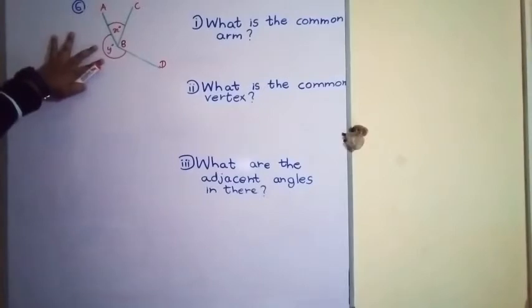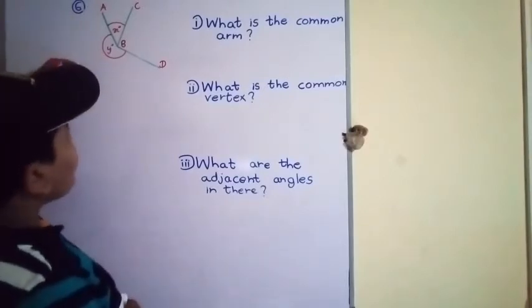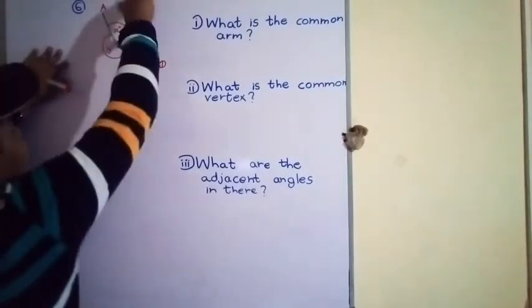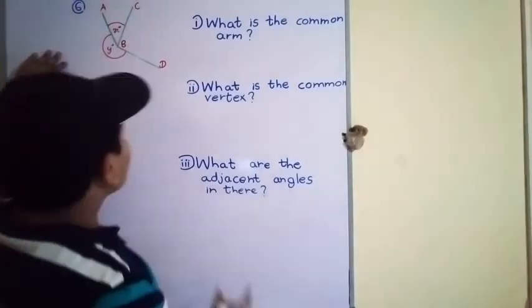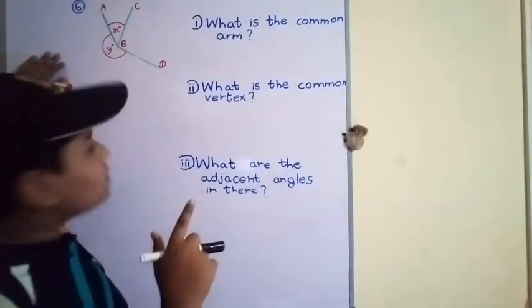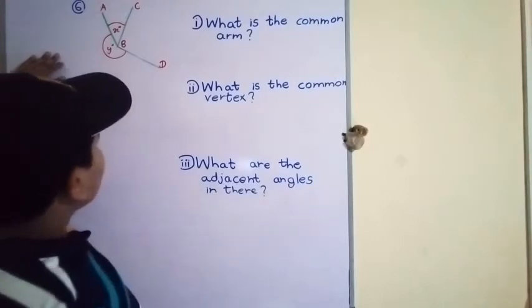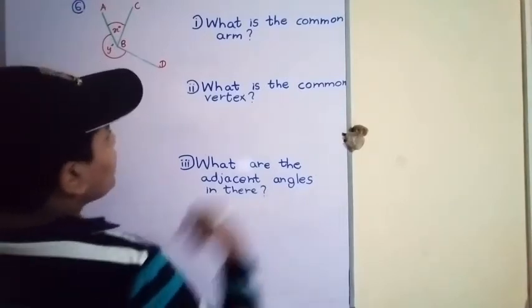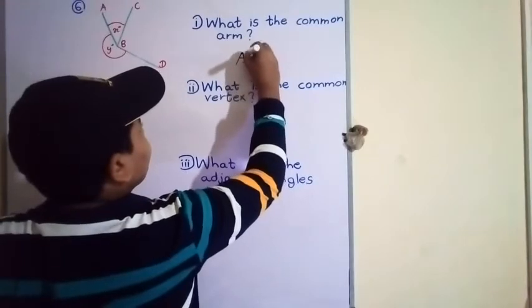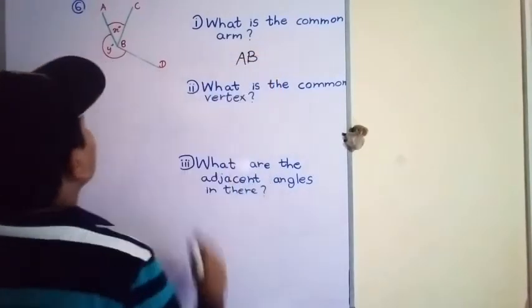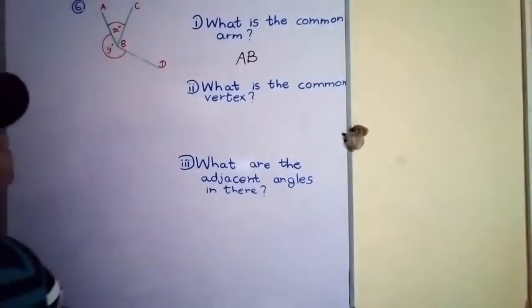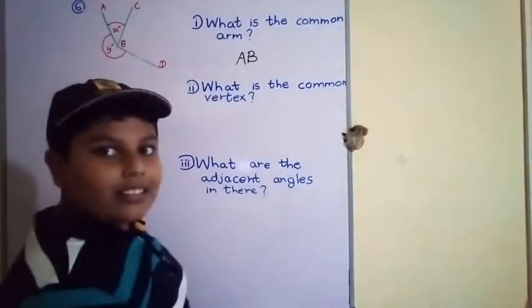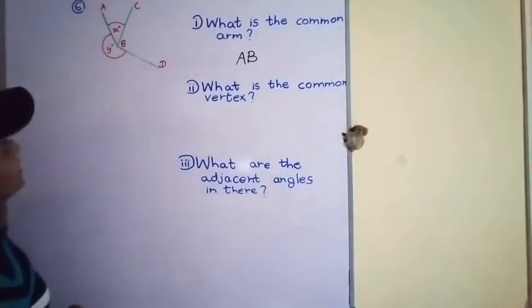AB, CB, DB. You can get it like this. But the common arm that connects as one. Now the CDA is an angle. DBC also, ABD also angle. ABD is a reflex angle. Now, you can get the common arm AB. Right? Because the CB is connected to the D. That's the reason you can't get CB or DB.